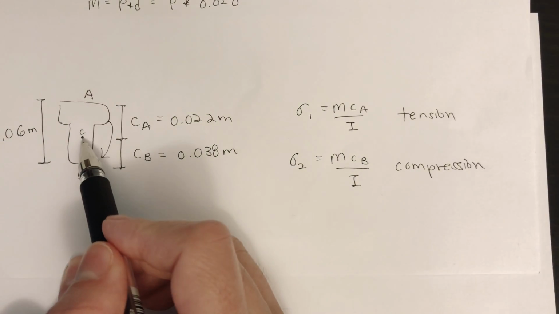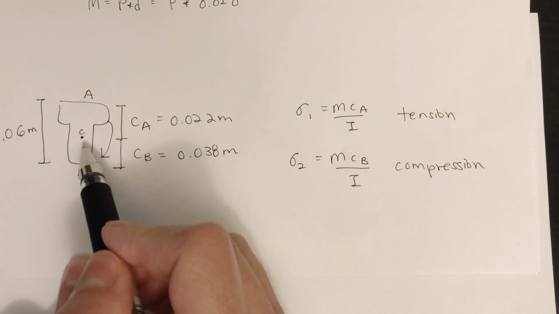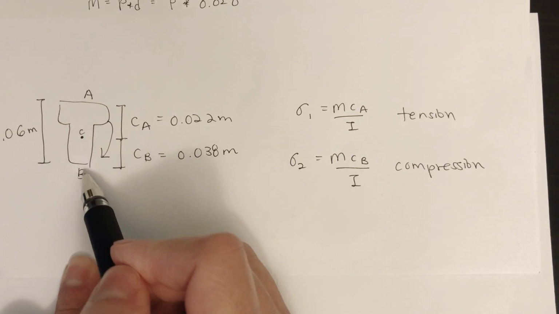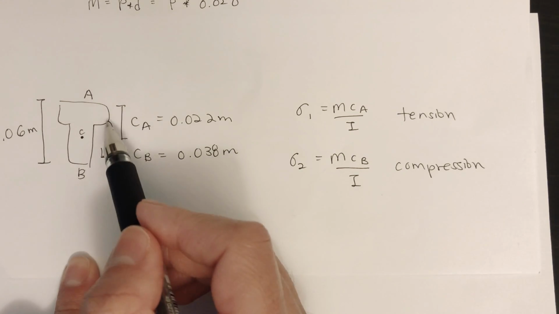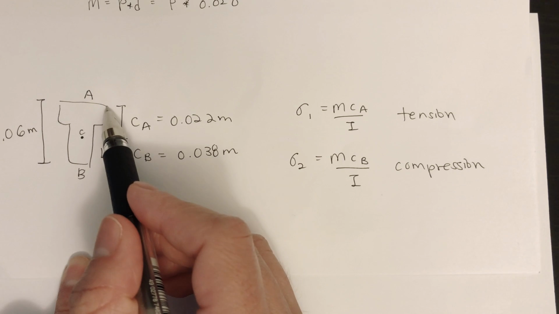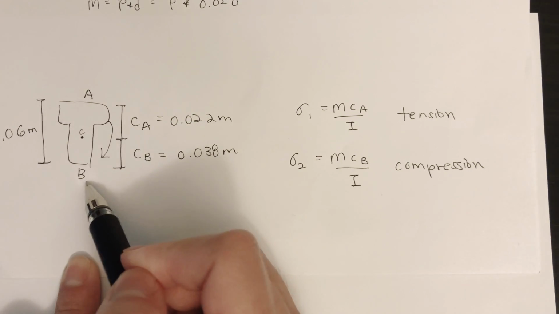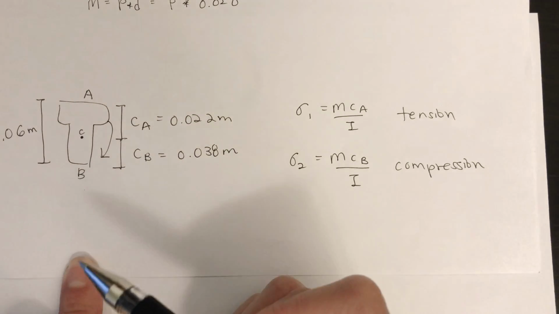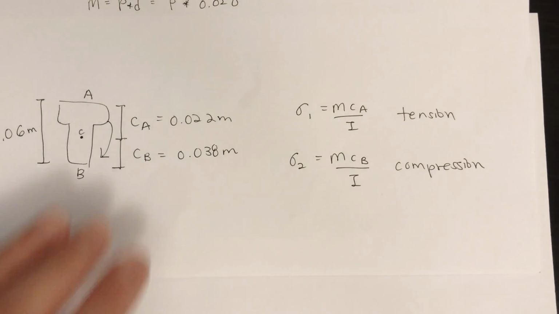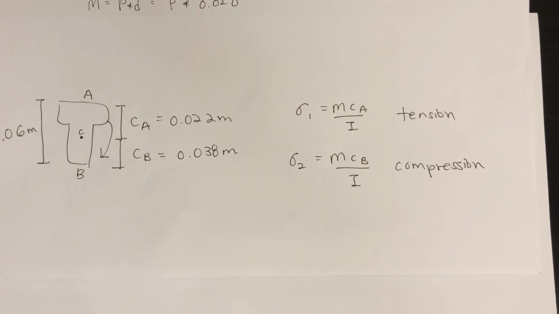So CA is from the centroid to the top, CB is from the centroid to the bottom. And this top area is in tension, the bottom area is in compression. Okay. So plug in all the numbers.